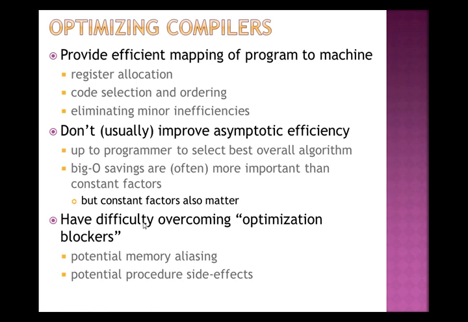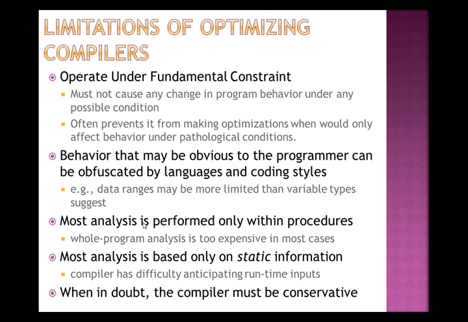The next point is that compilers don't improve asymptotic efficiency. That is, the programmer must select the best overall algorithm, as the compiler will not do that. Compilers also have difficulty overcoming optimization blockers.